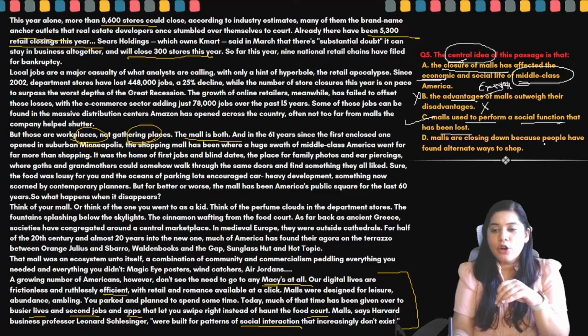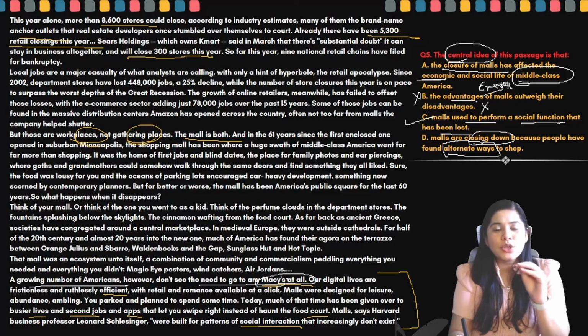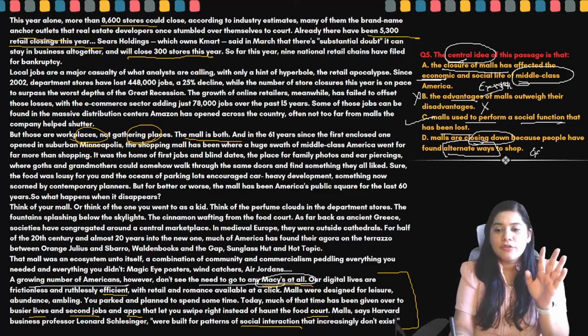"Malls are closing down because people have found alternate ways to shop." See, people have definitely found alternate ways, but malls are not closing down. See what's written in the first paragraph: a growing number of Americans don't see the need to go to Macy's at all, or any particular mall at all. Now, they have not started closing yet, right? They might close. If the next paragraph says so, then I'll say okay, they might start closing in the next couple of years if people don't go, but we are seeing the number of people going to the mall is decreasing, isn't it? So this is extra information.